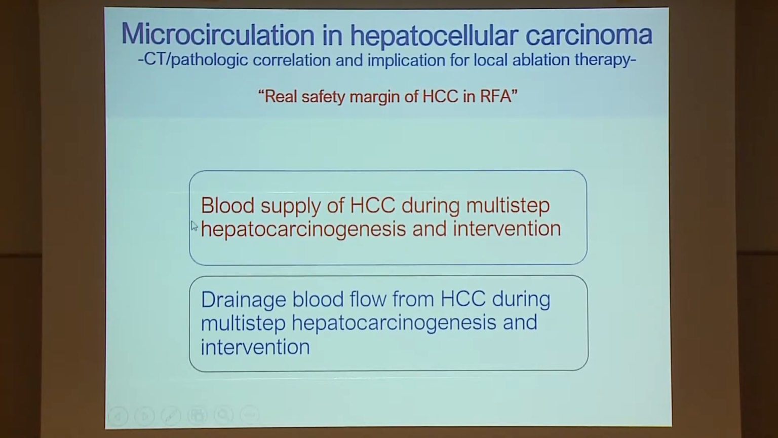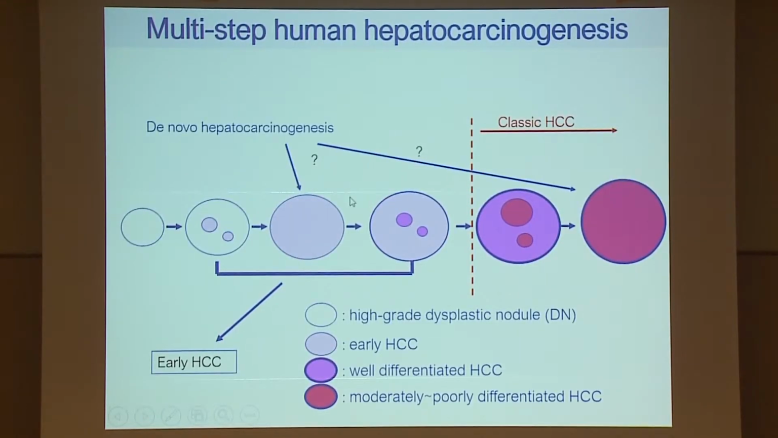So my first topic is blood supply of HCC during multi-step hepatocarcinogenesis and intervention. As already mentioned by Professor Nakashima, there are two types of human hepatocarcinogenesis. One is de novo, and the second is via high-grade dysplastic nodule. High-grade dysplastic nodule with very early, well-differentiated HCC foci, and advanced HCC, hypervascular HCC foci, and then to moderately or poorly differentiated HCC.